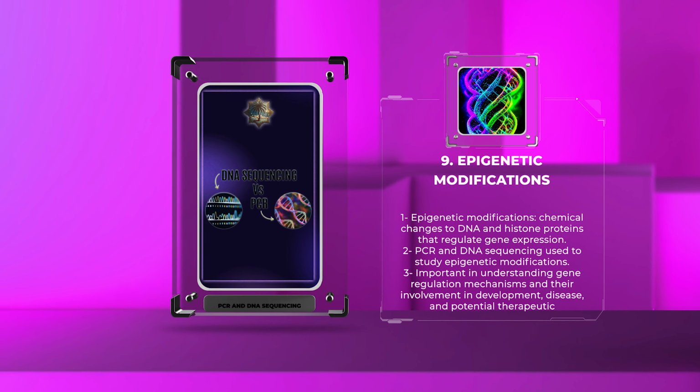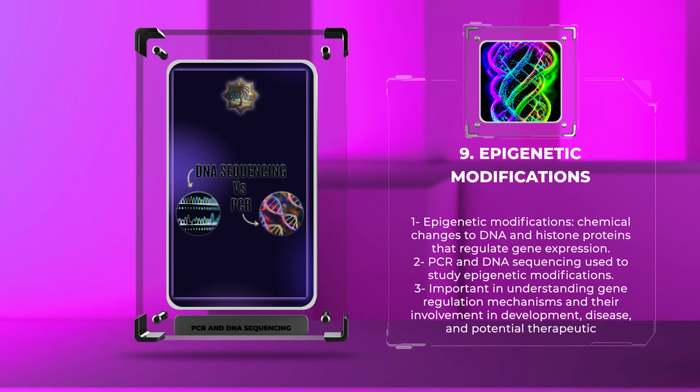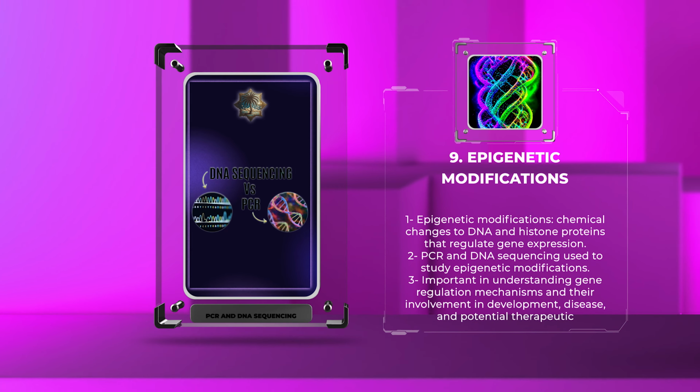PCR and DNA sequencing help study epigenetic modifications. Understanding them is vital in unraveling gene regulation mechanisms and their involvement in development, disease, and potential therapeutic interventions.